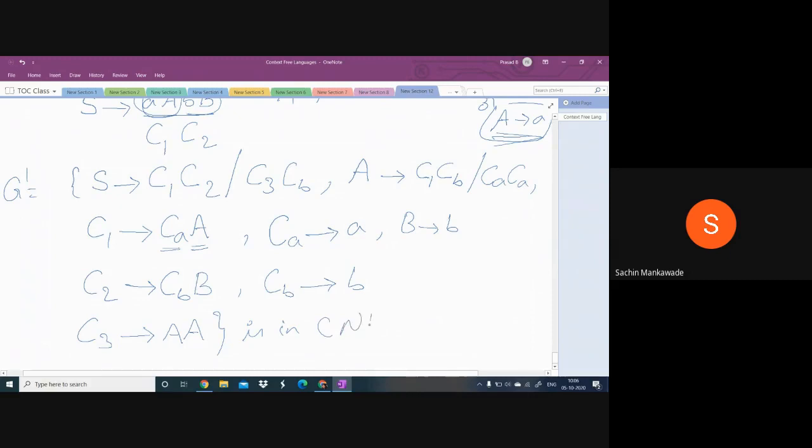Here, instead of C1, C2, C3, you can name it as any other name. You take capital D, capital E, capital F, or you take A1, A2, A3 like that. So naming is your wish. And instead of CA, CB also, you can name it in a different way. Okay, so copy this one.